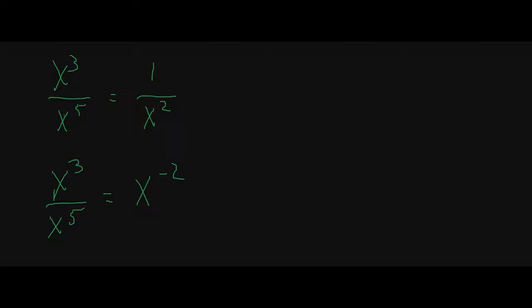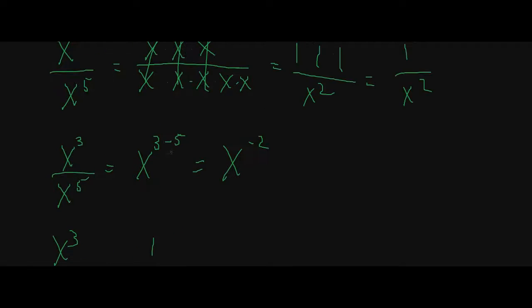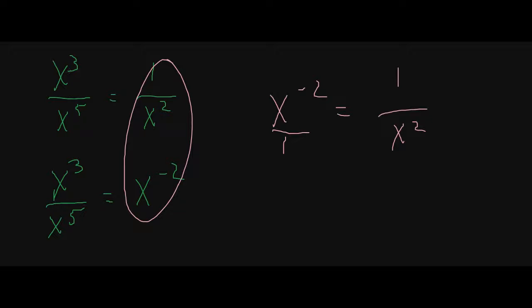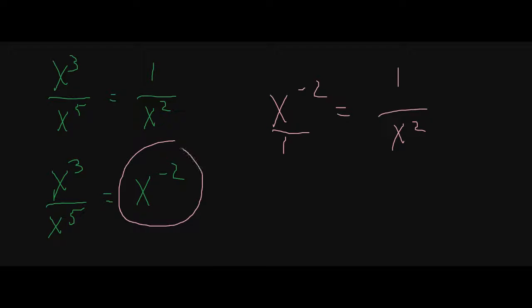So if x to the third divided by x to the fifth is the same thing as 1 over x squared, and it is also the same thing as x to the negative 2, since 3 minus 5 is negative 2, what can we conclude about these two statements? They have to be equal to each other. So x to the negative 2 has to equal 1 over x squared. It's pretty much the reciprocal. These two things are the same exact thing, just rewritten in a fancy way.